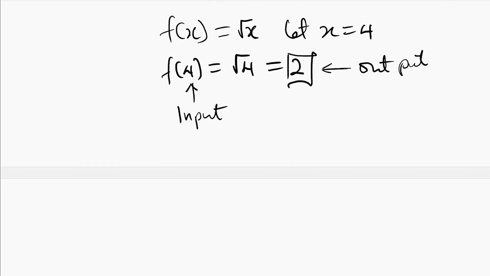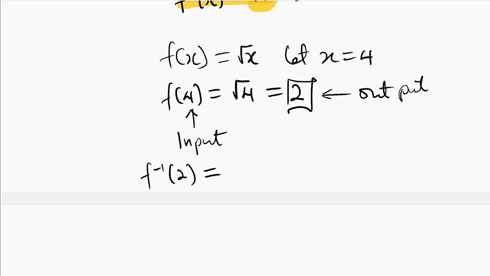So from our inverse function, f inverse of 2, which is our output, will be equal to x squared, which is 2 squared. And remember, 2 squared is 4. And this 4, remember, is our input. This shows that an inverse function is just the opposite of the original function, because it reverses the output of the original function back to the original input.